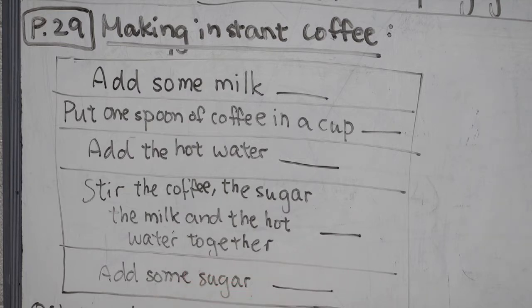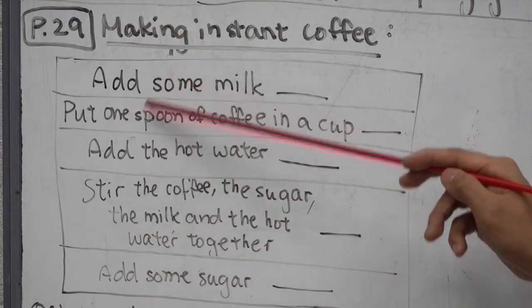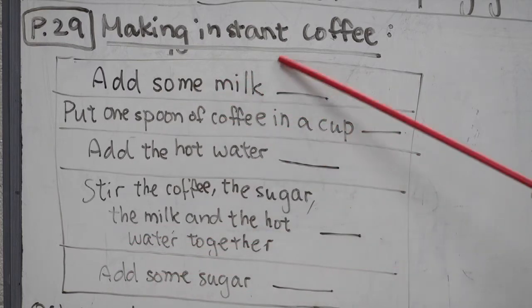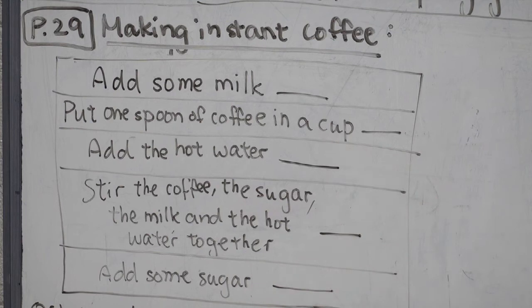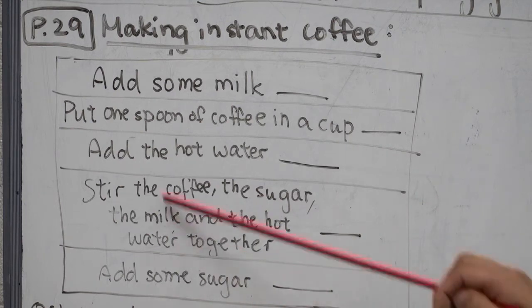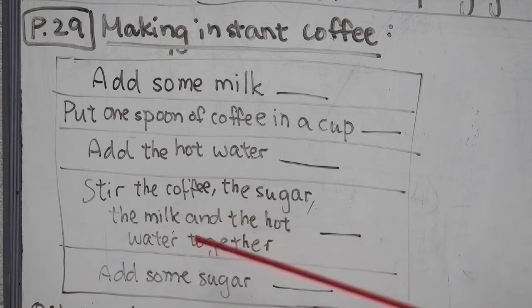And then what about add some sugar? Add sugar to what? Add means to put something into something that already exists, right? So it shouldn't be this one, it shouldn't be this one, and it shouldn't be this one. Oh, and also not add some milk, right? So again, the word add means you put something into something already there. So add cannot be the first step. Add some milk, not the first one. Add hot water, not the first one. Add some sugar, not the first one. Stir the coffee, the sugar, the milk, and the hot water together. This one, of course, cannot be the first one because we don't have everything yet, right?